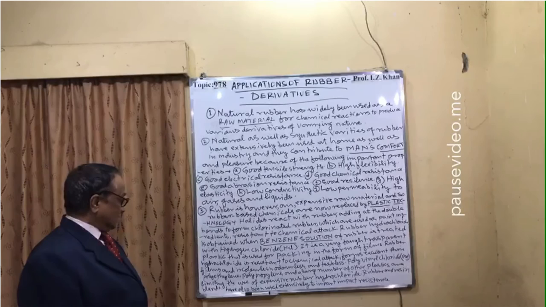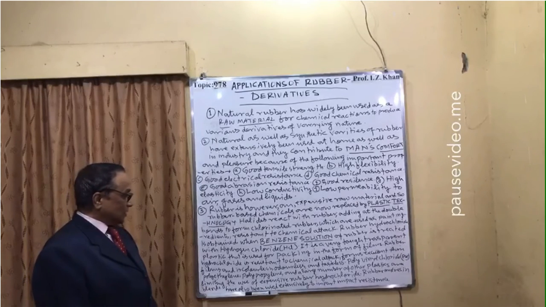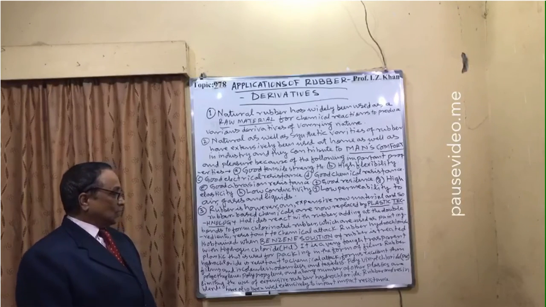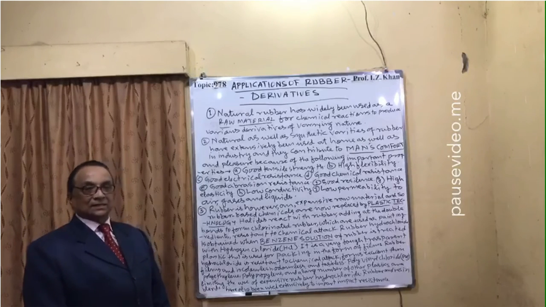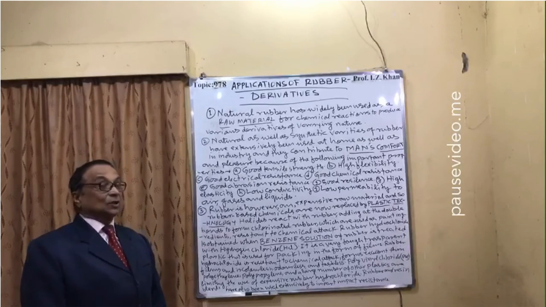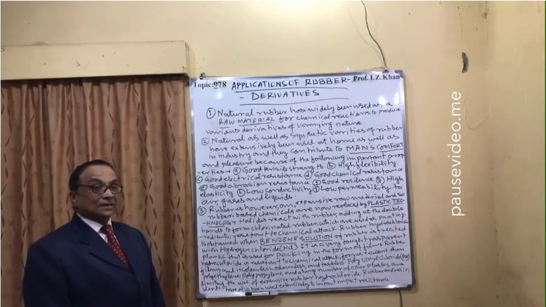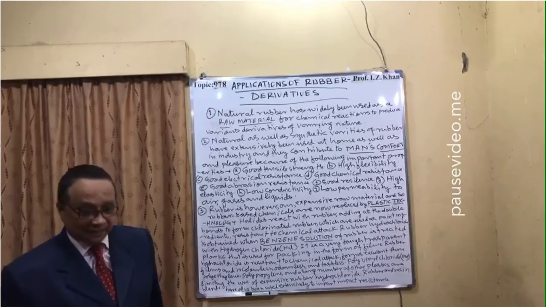Rubber and resin blends have also been used extensively to improve impact resistance. So rubber and resin are also combined nowadays, and that is also showing very good resistance.